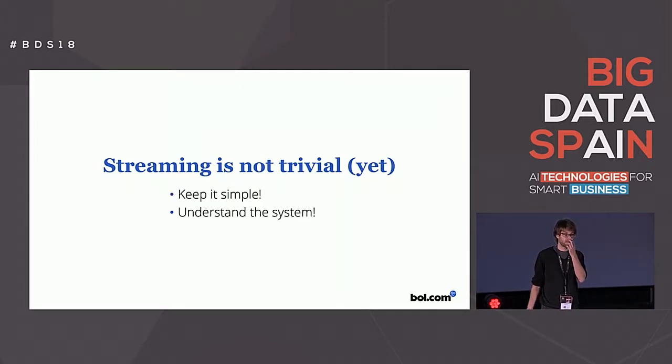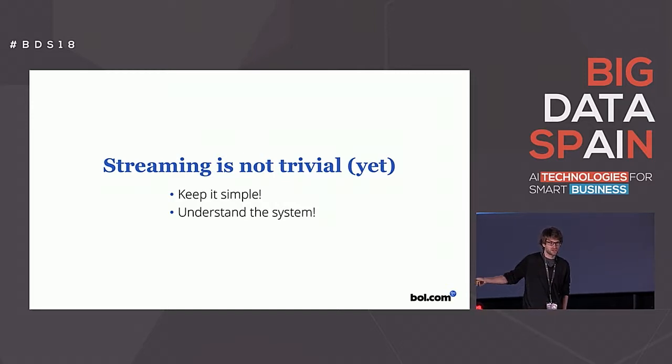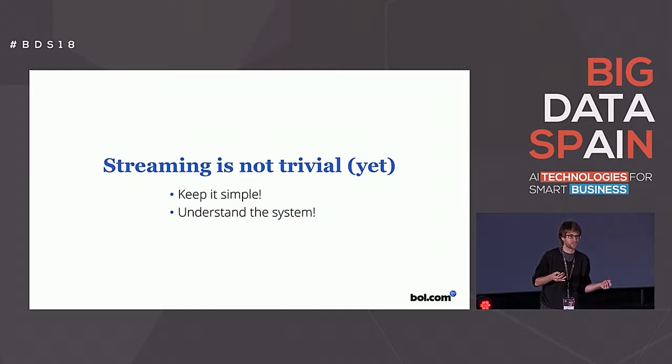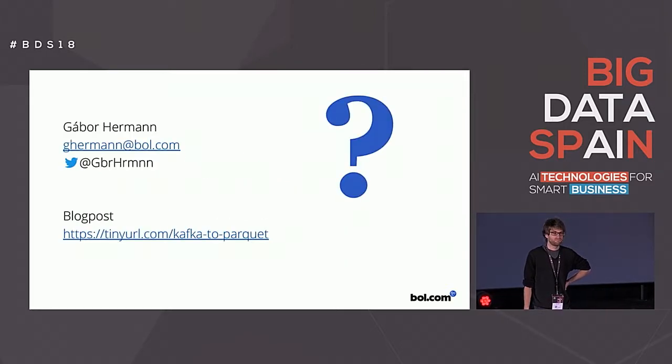So I would say just keep it simple. If you have a use case where streaming would be awesome, but batch processing is still feasible, then go for batch processing. But if you're adventurous and want to try streaming, go for streaming, but then understand the system, because understanding Flink fault tolerance and how these things work was really important for us to deal with the problems and understand what can go wrong. So try to understand your system better. That's it, basically.